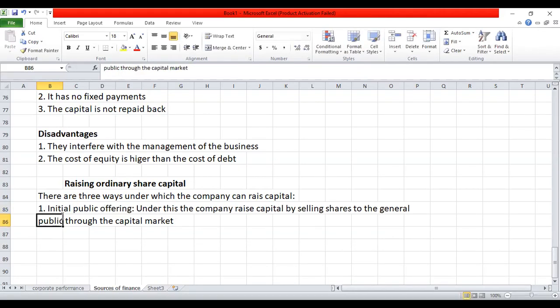Number two is what we call private placement. In a private placement, the company sells shares to a few investors, or a few institutional investors or other investors. That is the private placement.